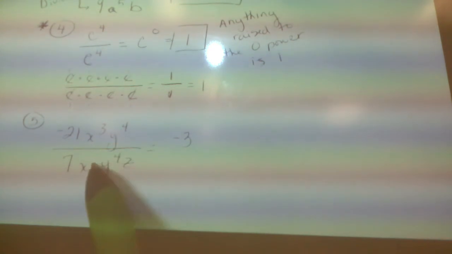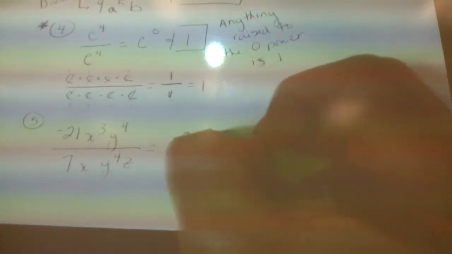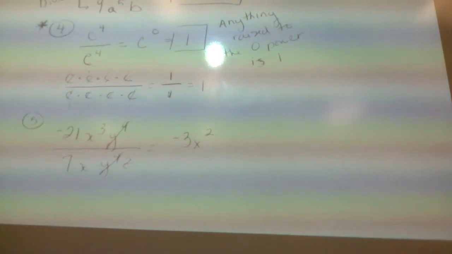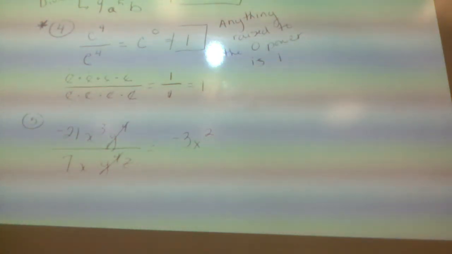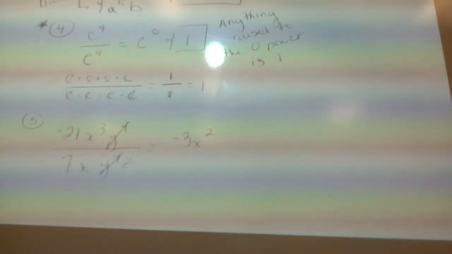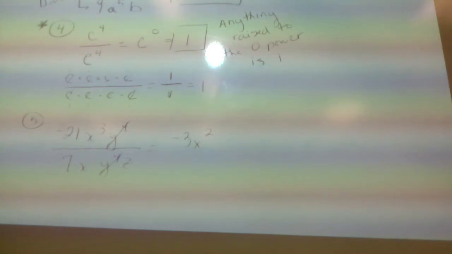I'm going to take the x's and subtract 3 minus 1. That's giving us 2. And then I have these y to the fourths. They cancel out. I don't need to put 1 because I've got other things, the negative 3 and the x squared. If that negative 3 and x squared weren't there, then I'd have to put a 1. But you just cross them out.